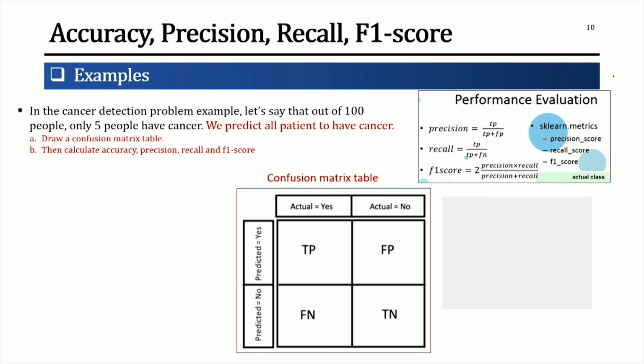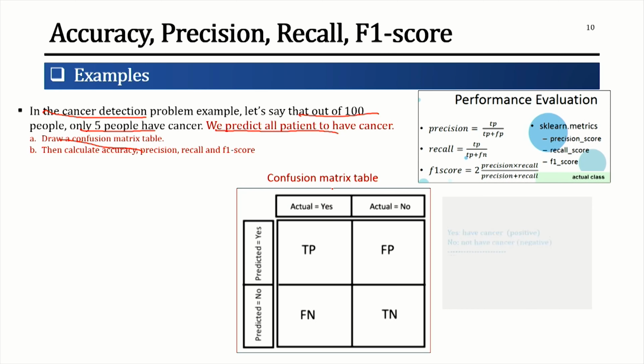And to make further clarification on how we find this information, let's take a look at an example. In a cancer detection problem, let's say out of 100 people, only 5 have cancer, and our model predicts that all patients have cancer. So next, let's try to draw a confusion matrix table. From the exercise, we know that we have 100 people in total, but only 5 have cancer. So this is the actual answer.